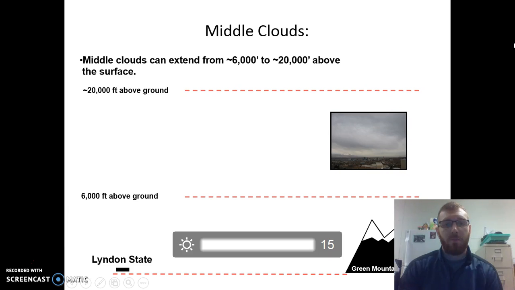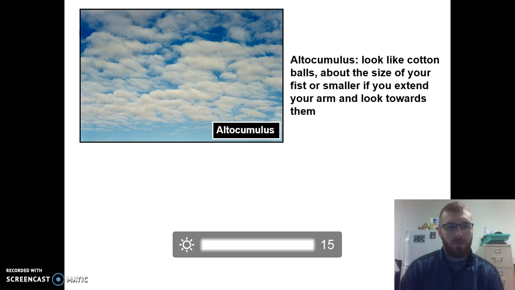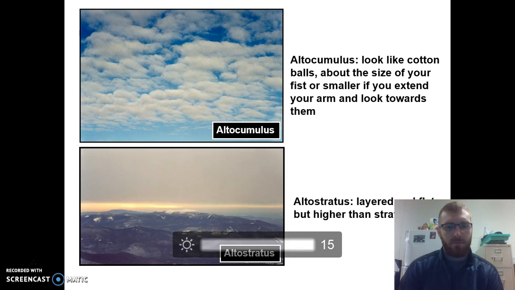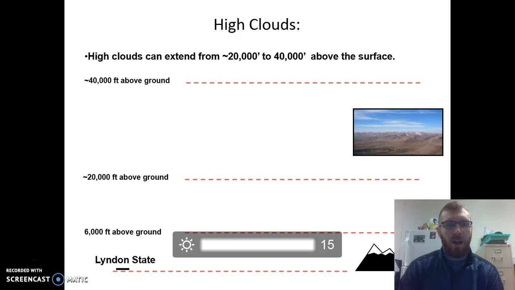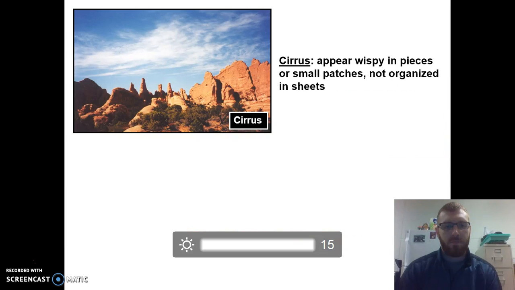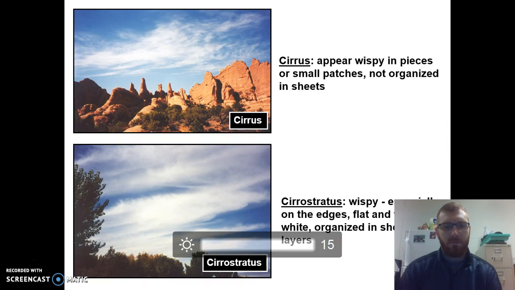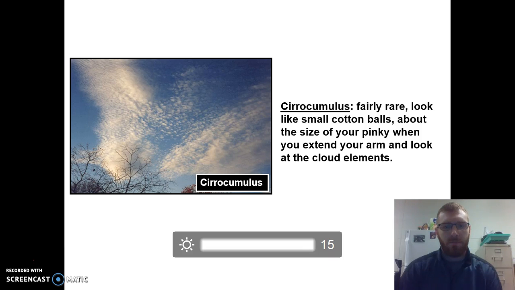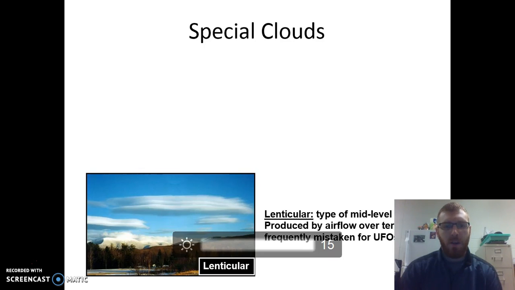Middle clouds extend from 6,000 feet to 20,000 feet. We're going to go through a couple of those. High clouds extend from 20,000 feet to 40,000 feet. And there's some special types of clouds. We're going to go through those that don't really fit into those other categories.